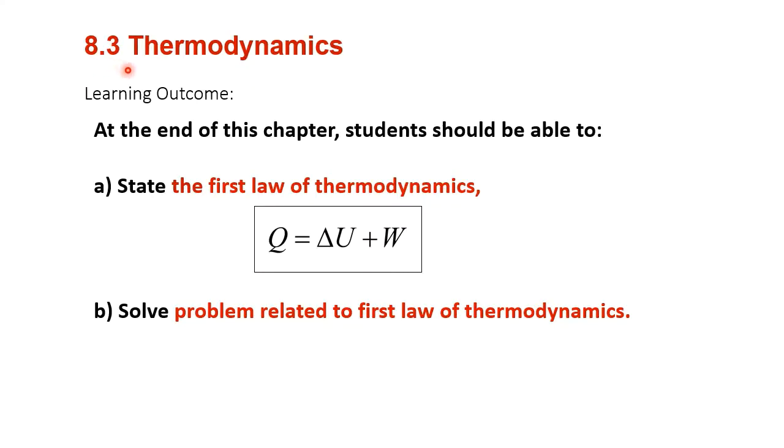Subtopic 8.3 Thermodynamics. In this video, we focus on these two learning outcomes. The first one is to state the first law of thermodynamics: Q equals delta U plus W. The second one is to solve problems related to the first law of thermodynamics.